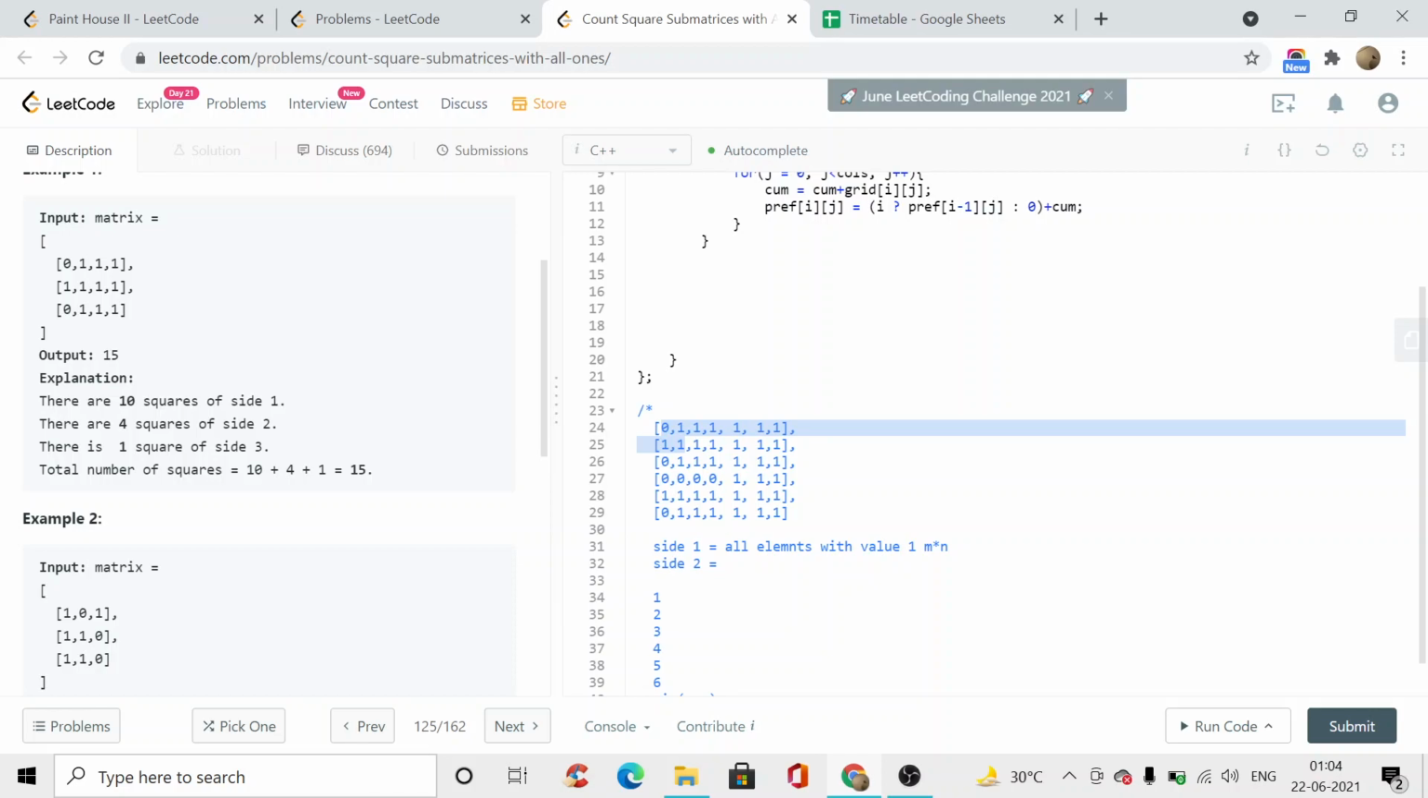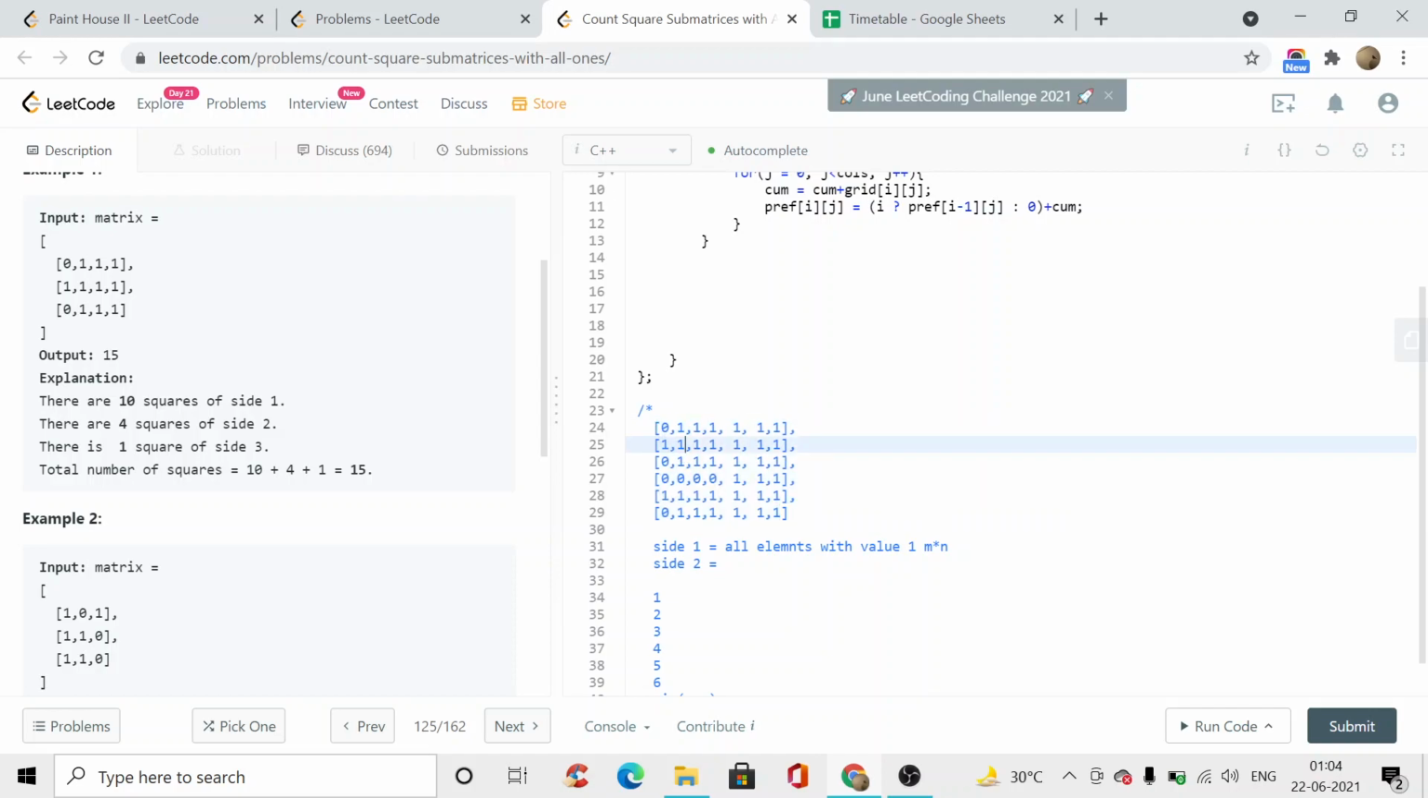to get all of the ones, it's easy, just the sum of the whole. Like the sum of this whole matrix is 9 plus 1, so it is 10. So side ones are just the sum of this matrix, and for side twos, how could we do it?